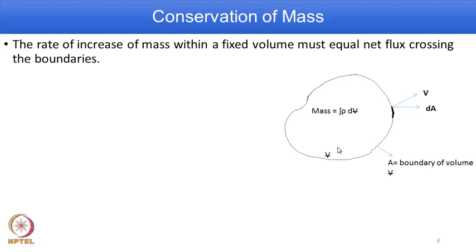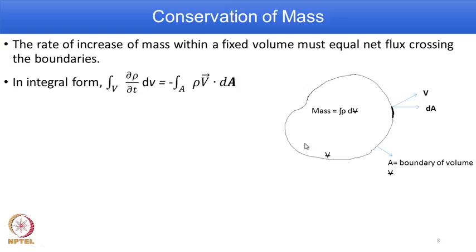Okay. So, if you express conservation of mass in integral form, it is dou by dou t of the integral of rho dV over volume V equal to the integral of rho V dot dA. Because area is also a vector and velocity is also a vector, you do the dot product and you get a flux crossing. Here dA is continuously changing, as in this illustration figure. So, you find out the net flux crossing the boundary.